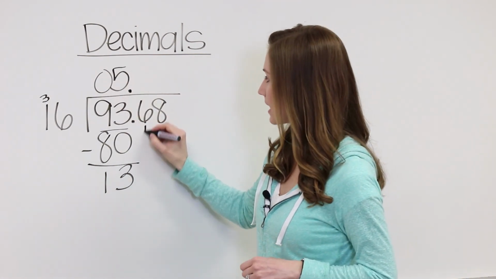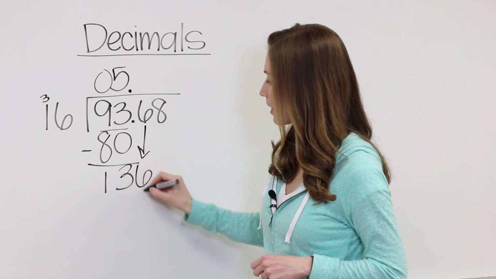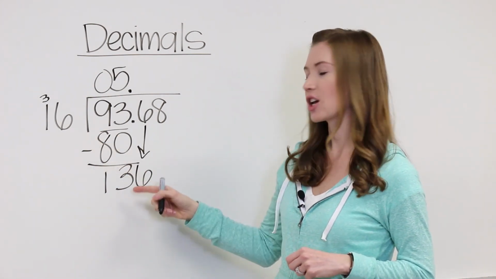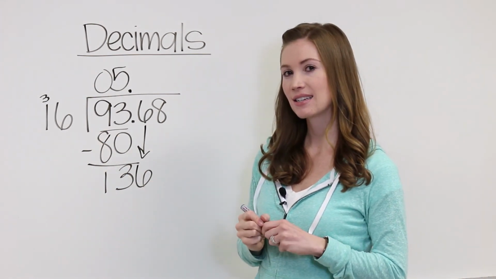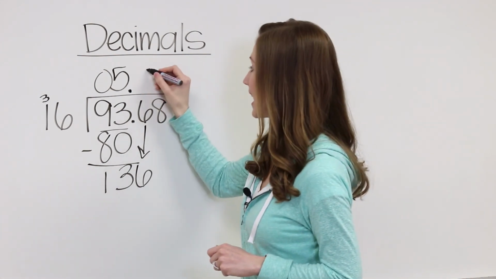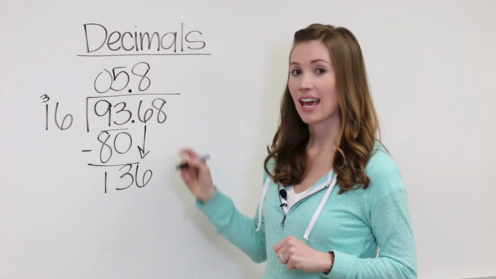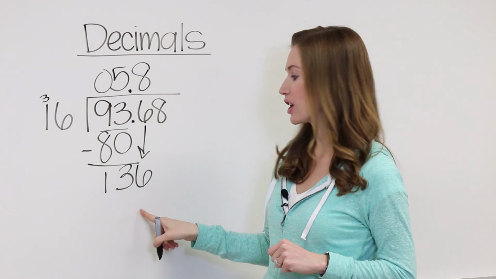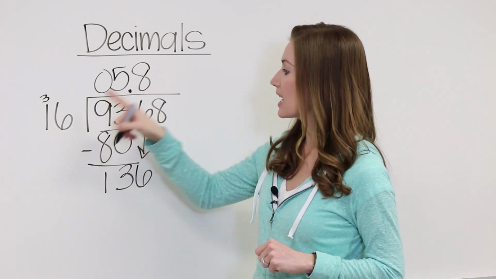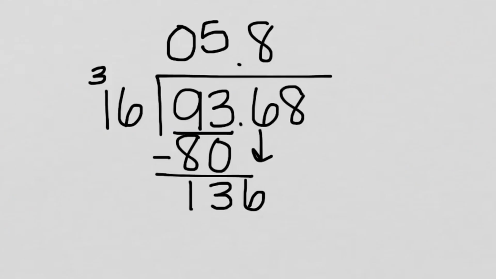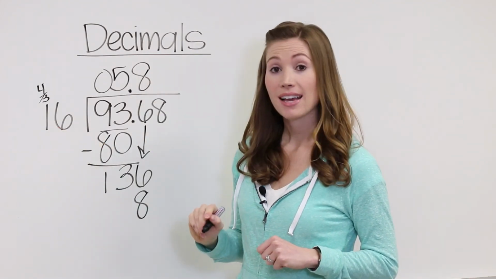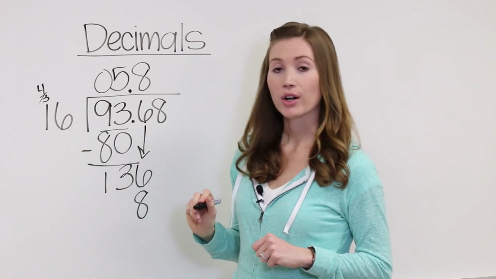Now we'll bring down our 6. How many times can 16 go into 136? It can go in 8 times. We'll write the 8, and then let's multiply and figure out what our product is. 8 times 6 is 48. We write the 8, carry the 4. 8 times 1 is 8, plus 4 is 12.